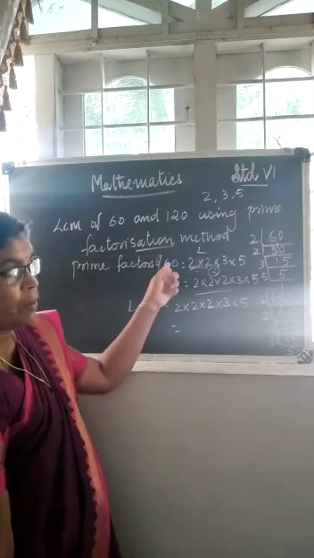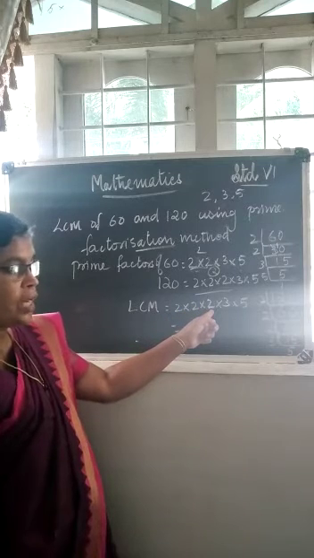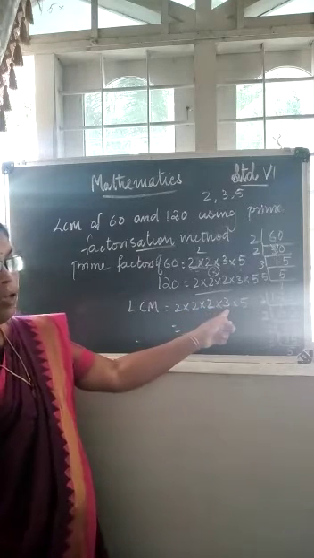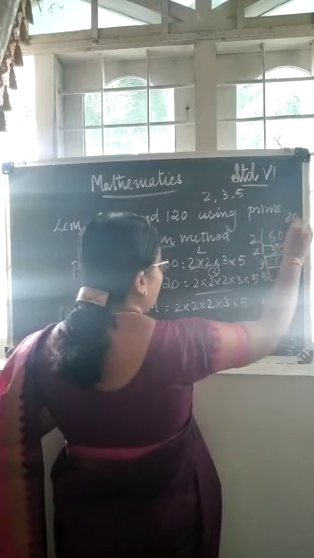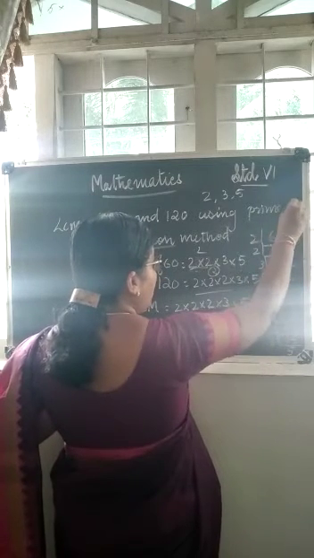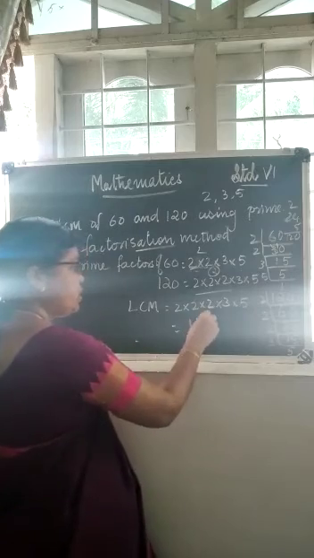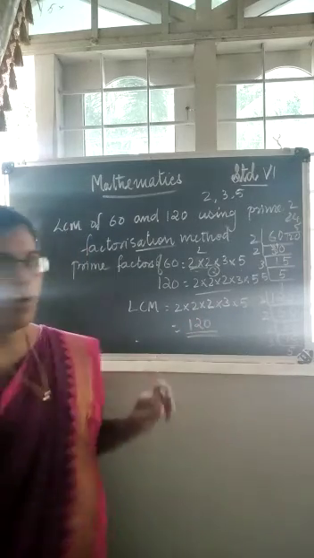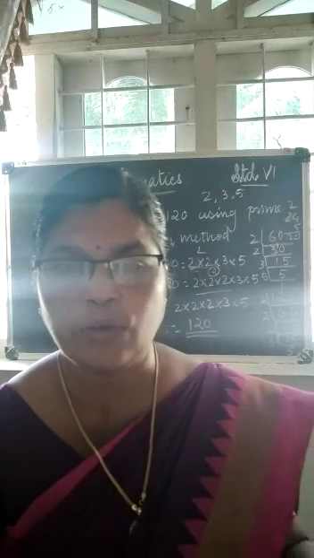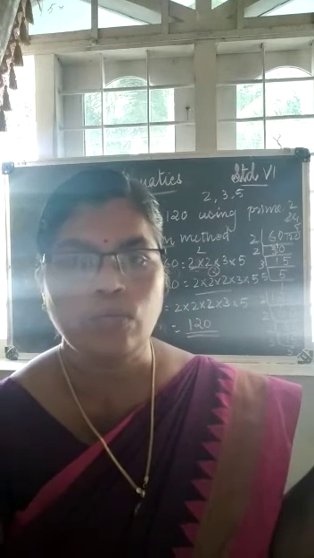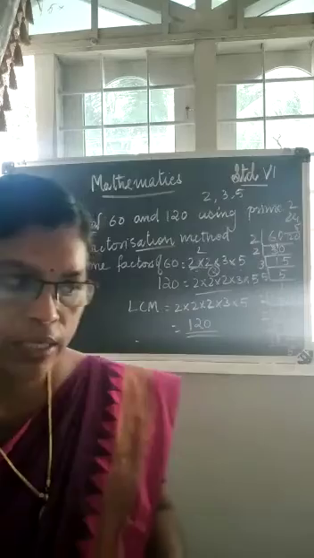LCM of 60 and 120. 2 2's are 4. 4 2's are 8. 8 3's are 24. 24 into 5. 5 4's are 20. 2 5's are 10 plus 2 is 12. 120. This is the LCM of 60 and 120. Okay, 60 and 120, the LCM is what? 120. I think it is clear. Now one more example, let us see.